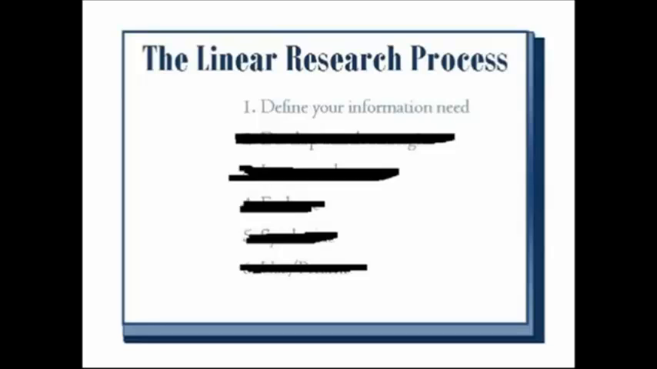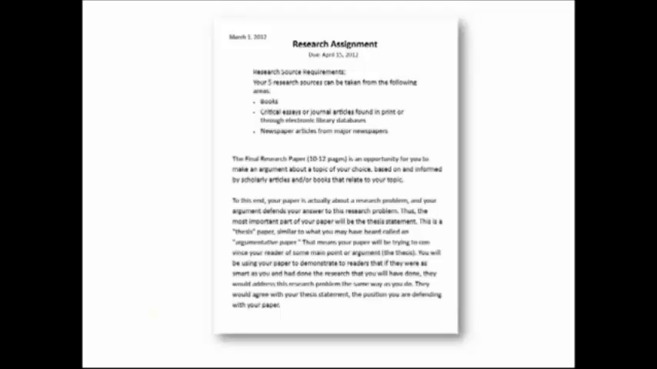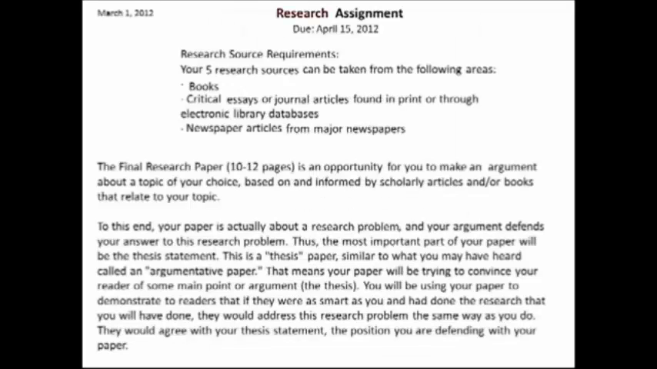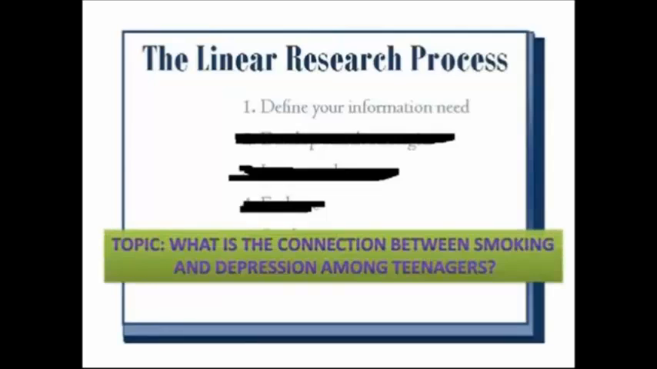The first step in the research process is defining your information need. Do this by analyzing your assignment and coming up with a set of guidelines about what your information need is. In this example, you are writing a research paper while you are making an argument of some kind. The assignment talks about a research problem. This tells you to be looking for topics or issues that have some sort of controversy or problem that you can discuss. The assignment also tells you that you need 5 sources, and they should come from scholarly books, essays, journal articles, and newspaper articles. Defining your information need also includes thinking about and developing your research topic.